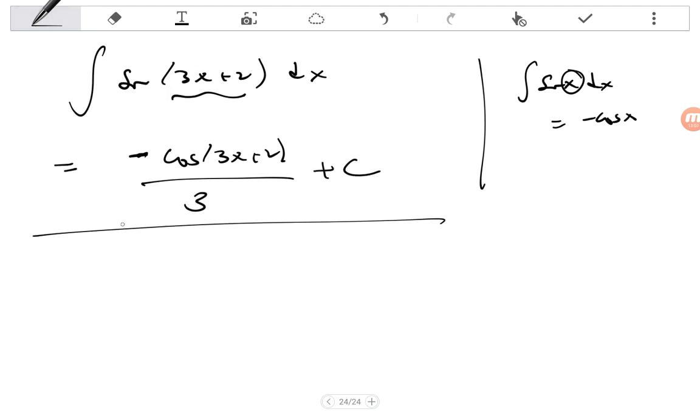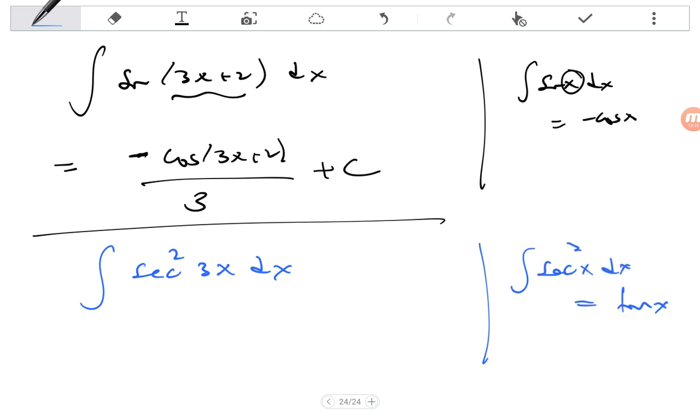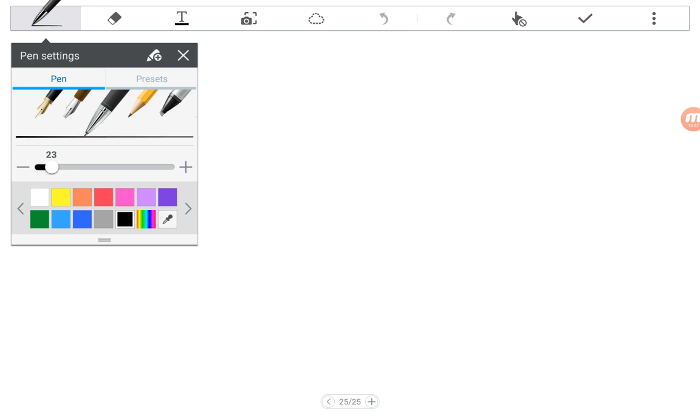And for example, if I had integration of sec squared 3x, I know a rule, which is sec squared x gives me tan x. In that case, instead of x we have 3x. Is this a linear expression? Yes, it is a linear expression, so I can apply the rule. So I can say that it is then tan 3x divided by 3. Okay? What about this expression?